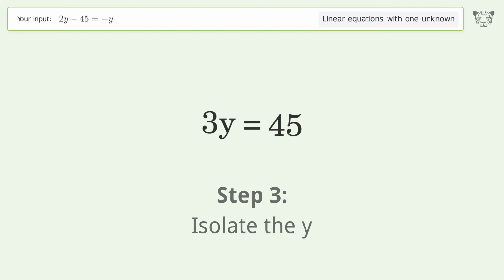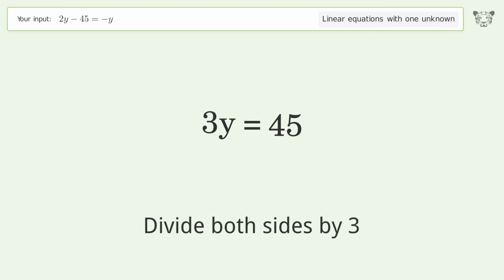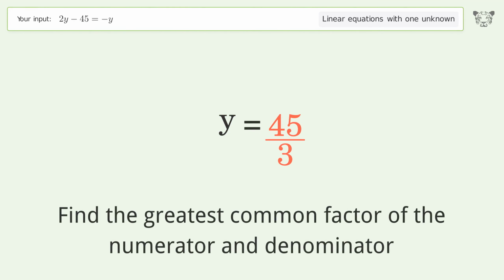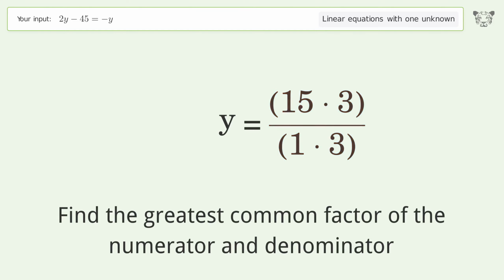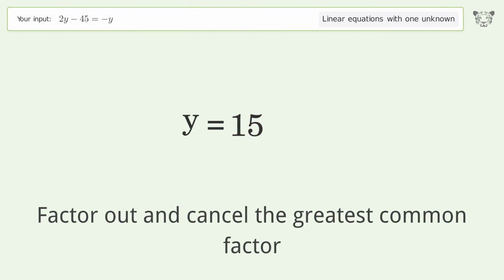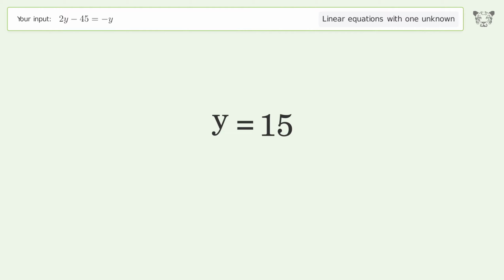Isolate the y. Divide both sides by 3. Simplify the fraction. Find the greatest common factor of the numerator and denominator. Factor out and cancel the greatest common factor. And so the final result is y equals 15.